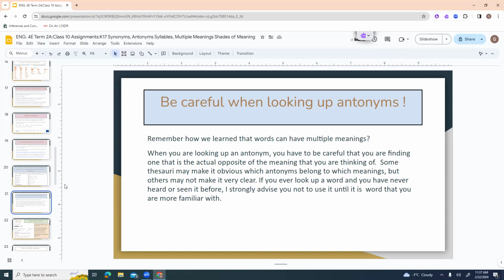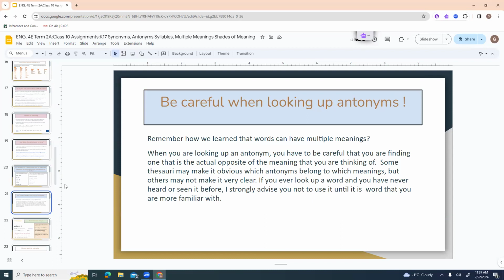Okay. Remember how we talked about that words have multiple meanings? When you are looking up an antonym, you have to be careful that you're finding one that is the actual opposite of the meaning you're thinking of. Some thesauri may make it obvious which antonyms belong to which meanings, but others may not make it very clear.